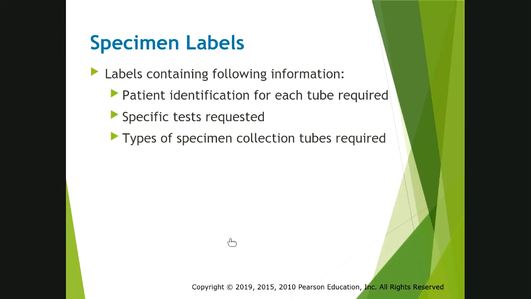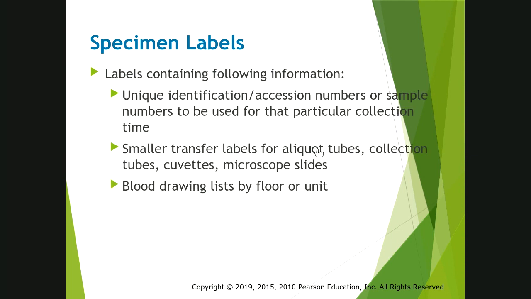Labels contain the following information: patient identification for each tube required, specific tests requested, and the types of specimen collection tubes required. Again, that unique identification number will be present. There are smaller transfer labels for aliquot tubes, collection tubes, and cuvettes, and blood drawing lists by floor or unit, letting us know what room the patient might be in as well.